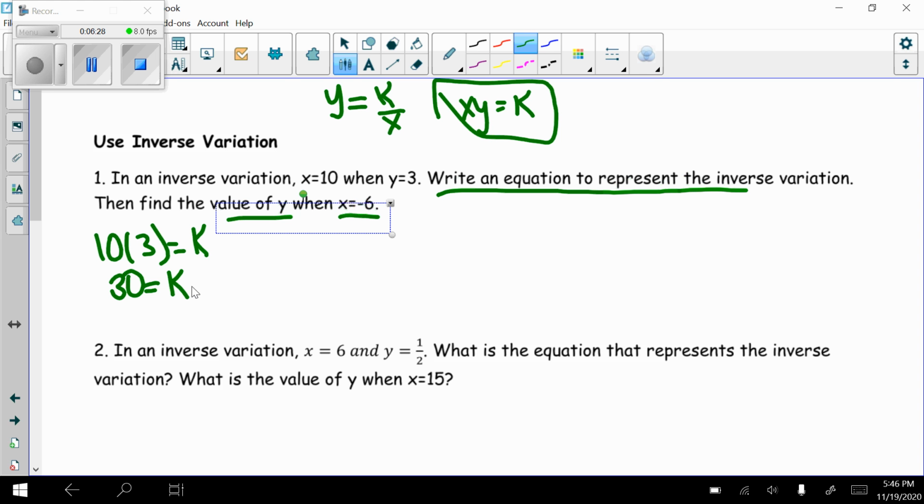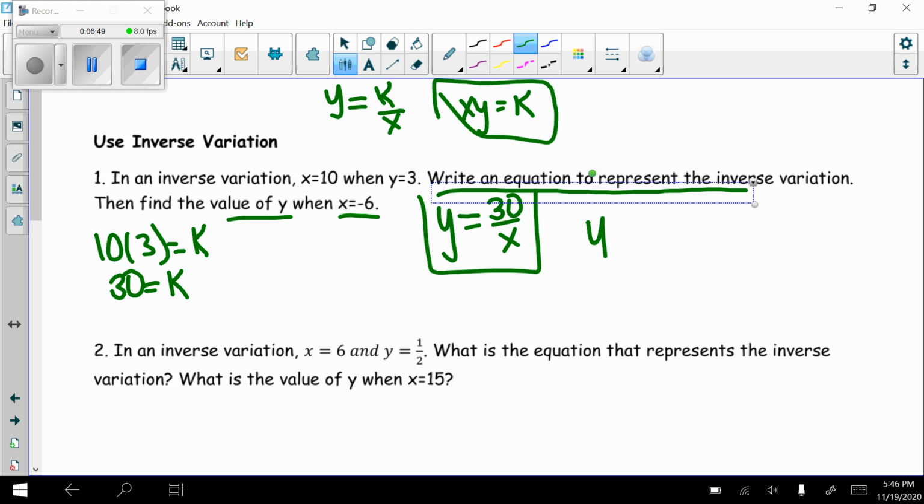So my equation, the first part, y equals, instead of k, now I know that the k in this problem is 30, divided by x. So that's the first part: write the equation. Now we're going to use the equation we just wrote to find the value of y when x is -6. So now we're going to plug -6 into our equation. So y equals 30 divided by -6. 30 divided by -6, y equals -5. There's our second answer.